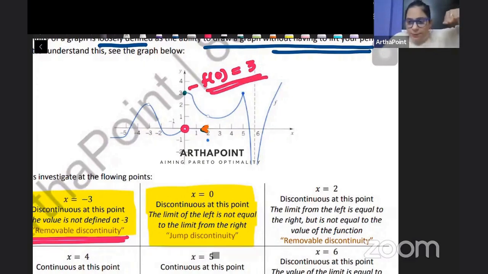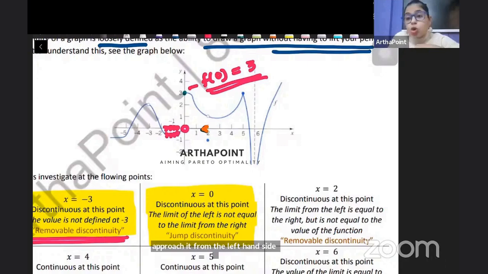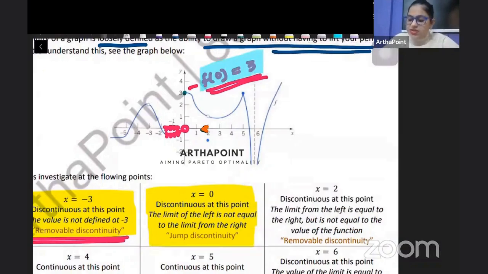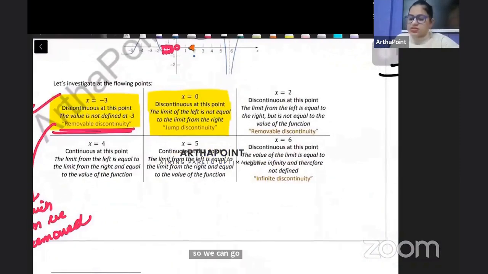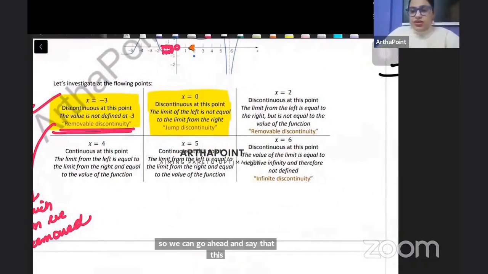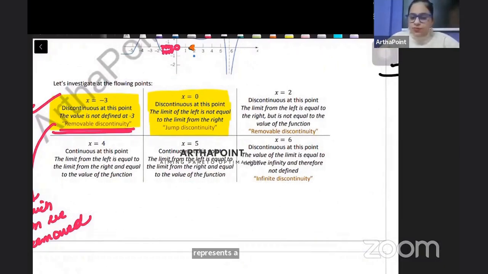But when you approach it from the left hand side, when you are trying to approach from here, it is going towards 0. So it is going close to 0. But as soon as the value of x becomes 0, the function takes the value 3. So we can go ahead and say that this represents a jump discontinuity. This has become a jump discontinuity.